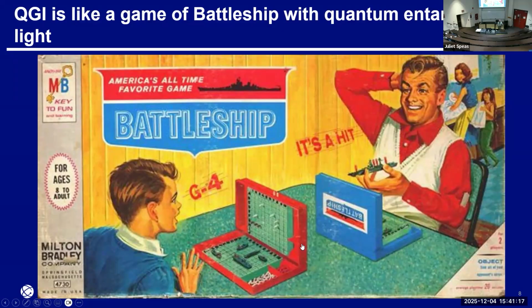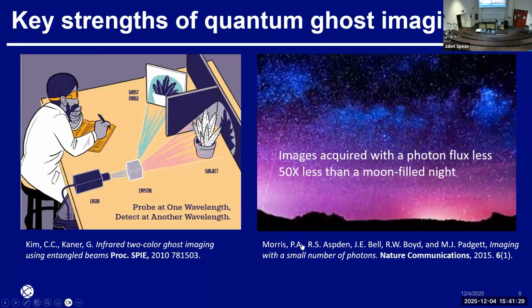So I think ghost imaging is a really cool way to image stuff. You can image objects with light which never really went through your sample. But in addition to being really cool, I think it's actually really useful for certain things. And the two key strengths I see of ghost imaging are this.